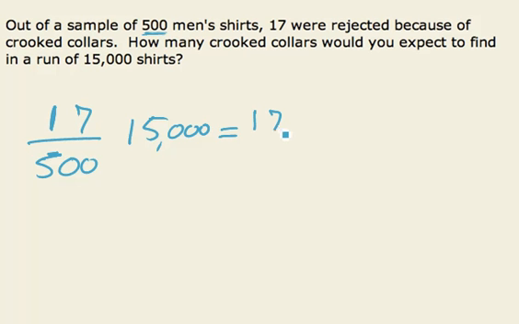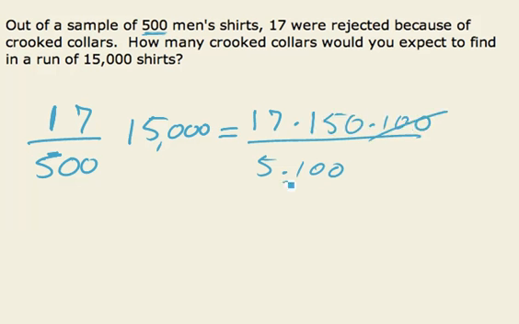To do this multiplication, why don't I make it a little bit easier? Instead of 500, let me think about it as 5 times 100. Instead of 15,000, why don't I think about it as 150 times 100, and then my 100s cancel. That's great. 5 goes into 150 some amount of times. If you're good at your factors, you know what that is. If you're not so good, well, that's okay. We'll break it up a little more.